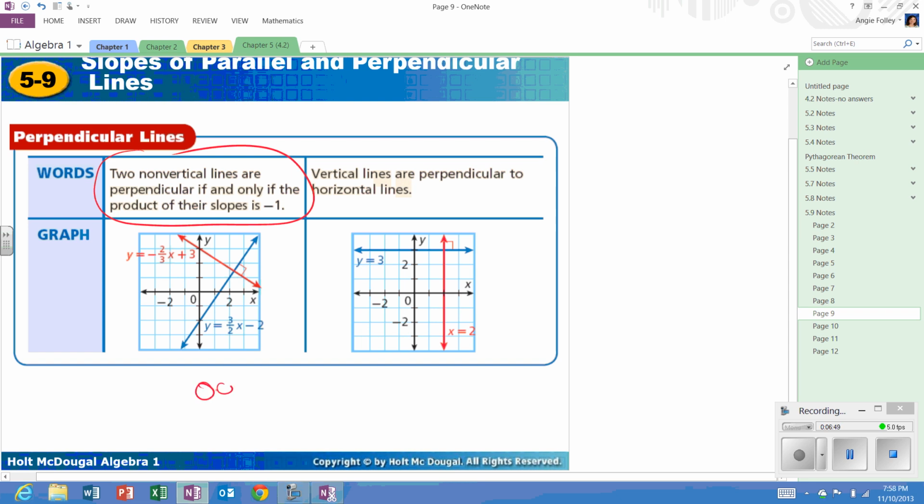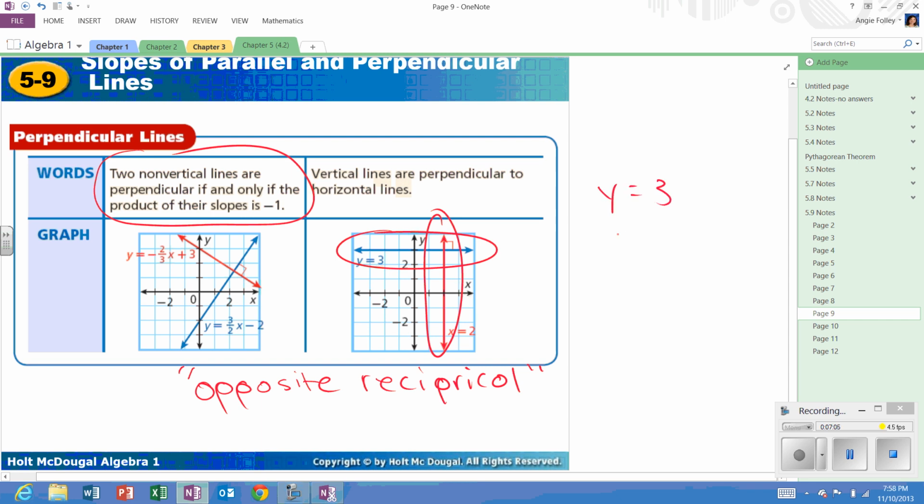I like to just remember this as the opposite reciprocal rule. Okay, the -1 thing can get a little confusing. And just so you know, all vertical and horizontal lines will be perpendicular. So if you have y equals 3, for example, and x equals 2, this is your horizontal line, and this is your vertical line. They will be perpendicular to each other.